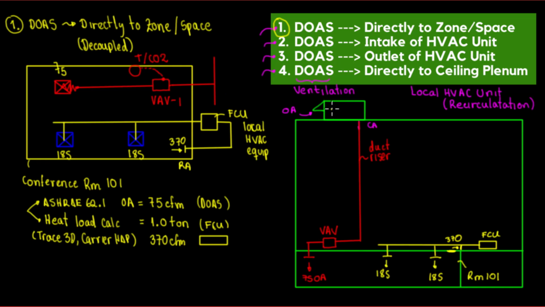system? Because this is the DOAS, I'm gonna put DOAS in here. How is it returning? The return side could be depending on the path. So we can put transfer grilles, transfer ducts like this, and the open ceiling plenum. I'm gonna put in here a transfer duct. And all of this is in the open ceiling plenum.